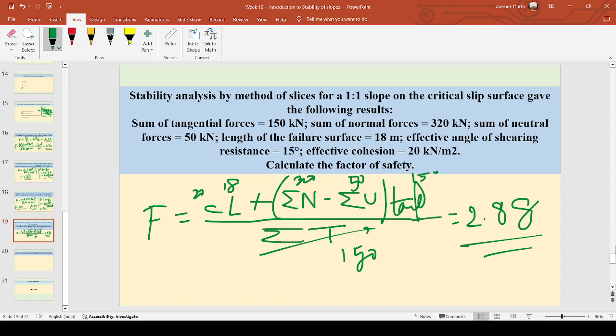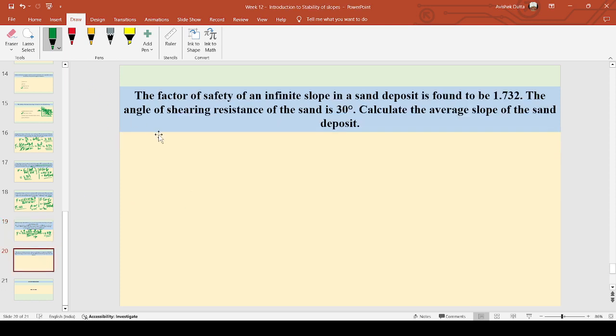Okay, last question. The factor of safety of an infinite slope in a sand deposit is found to be 1.732. So it is sand, hence we have to assume that the value of C is 0, and nothing is said about the seepage or submergence. The factor of safety will take the formula tan phi divided by tan i.